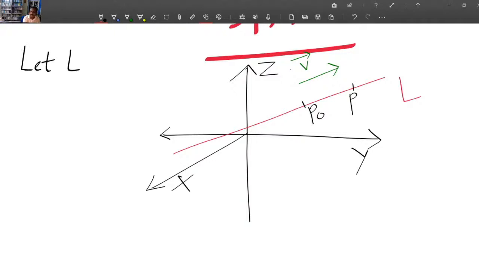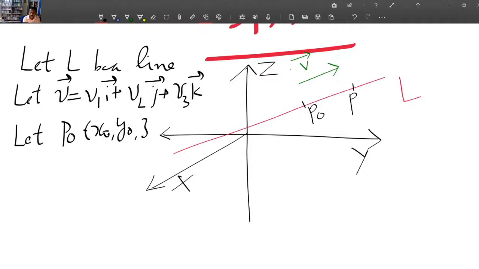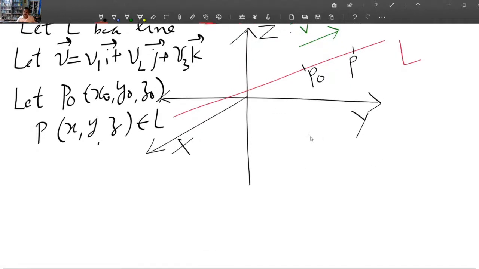Let L be a line. Let V equal to V1 i plus V2 j plus V3 k be a vector parallel to the line L. Let P0 equal to (X0, Y0, Z0) be a point on the line L, and let P equal to (X, Y, Z). These two points belong to L, and from the figure you can see the vector P0P.